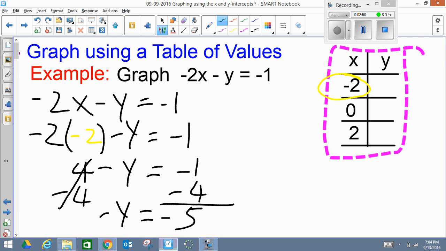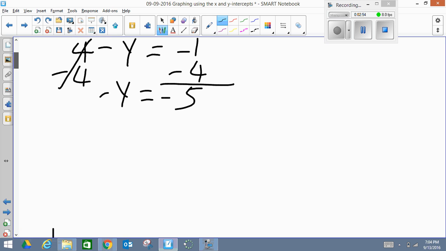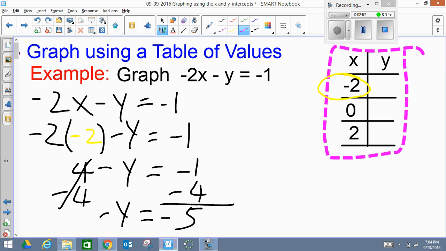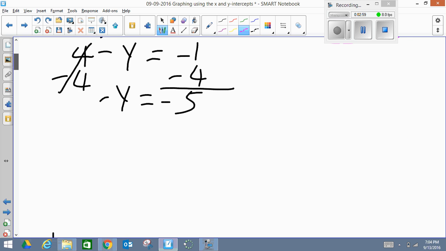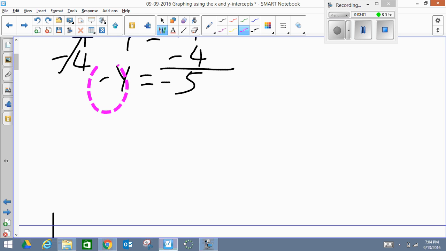Now, some people make a mistake of saying, oh, okay, so my y is negative 5. But if you notice, I have a negative in front of the y. So you have a negative right there. The y cannot be negative. It has to be positive. So in order for me to get rid of that negative, I need to divide by a negative 1 on both sides. So in this case, the y is going to be equal to positive 5.